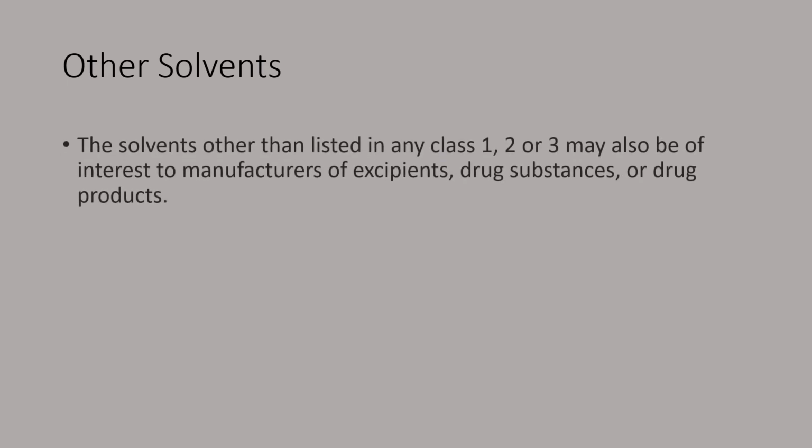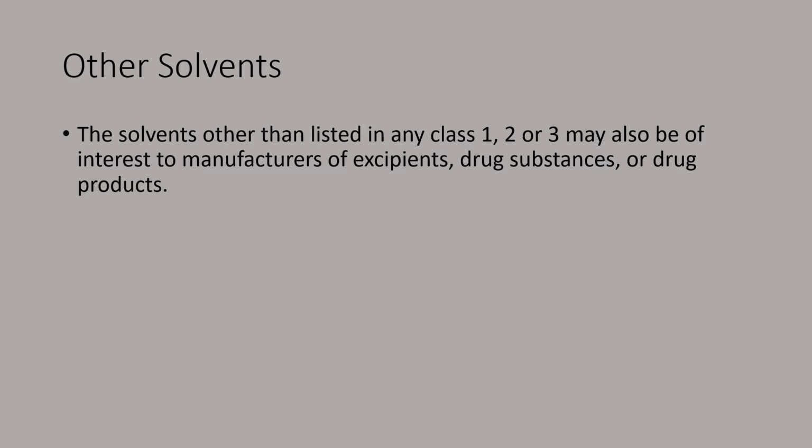Let us see some information on other solvents. The solvents other than those listed in class 1, 2, 3 may also be of interest to manufacturers of excipients, drug substances or drug products. This point is important to explain. Any solvent that is not a part of any of the classified solvents is considered as class 4 solvent. The reason for not including them in the list is that adequate study has not yet been done for such solvents and hence adequate data is not available.